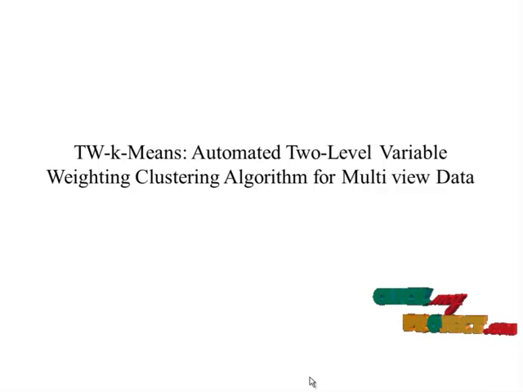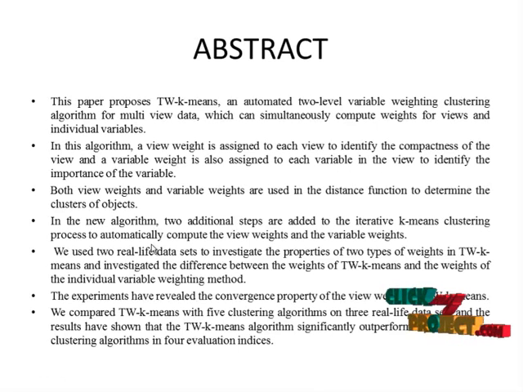The title of our project is TWKMN's Automated Two-Level Variable Weighting Clustering Algorithm for Multiview Data in the domain Data Mining. Let's see the brief explanation about our project. Here we use the TWKMN's two-level variable weighting clustering algorithm for automated variable weighting clustering.